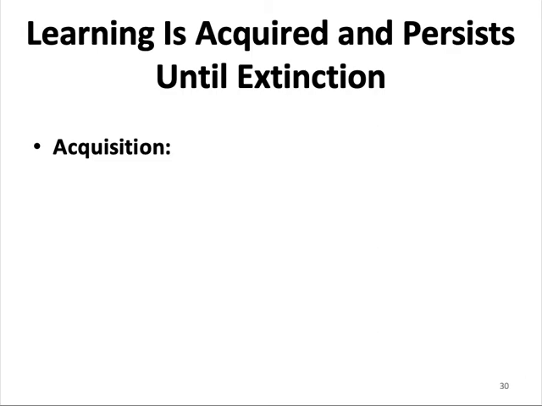Learning is acquired and persists until extinction. Pavlov was influenced by Charles Darwin and believed that conditioning is the basis of adaptive behaviors. Acquisition is the gradual formation of an association between the conditioned and unconditioned stimuli. This is the process of associating the metronome with the food.